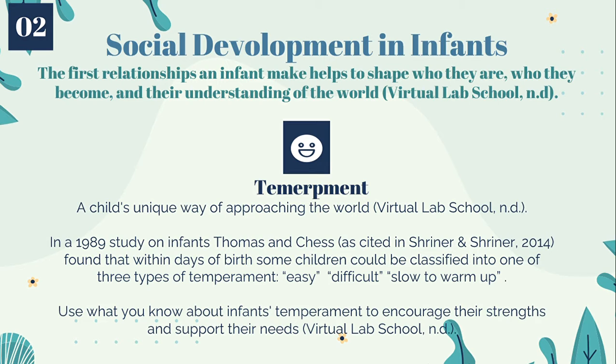Temperament is a child's unique way of approaching the world. A study by Thomas and Chess found that within a few days of birth, some children could be classified into one of three types of temperament: easy, difficult, and slow to warm up. Infants with easy temperament may warm up to new situations more easily than those with difficult or slow to warm up temperaments. When you know an infant's temperament, you can use that to encourage their strengths and support their needs. While temperament can play a role in an infant's social development, there are factors that can affect temperament, such as genetics and an infant's environment.